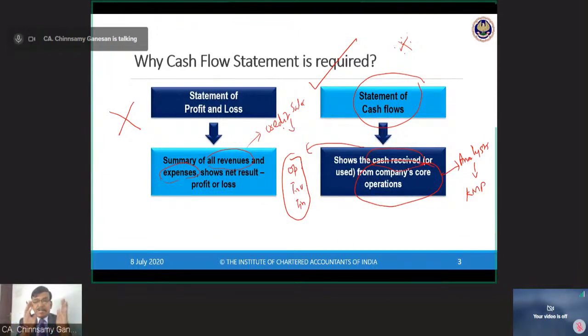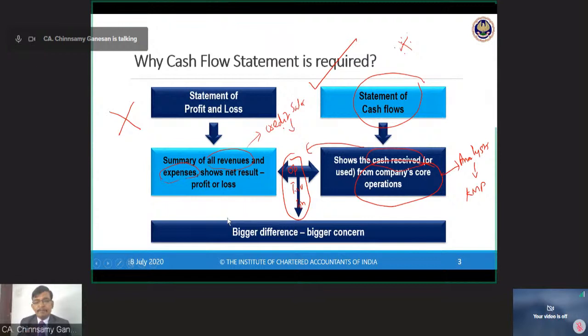When we put it in a codified format into three different categories, according to Ind AS 7, we call it a statement of cash flow. So there is nothing to worry about in the preparation of the statement of cash flow, right? That is what I wanted to inject into your mind. Don't worry that this is something unusual.